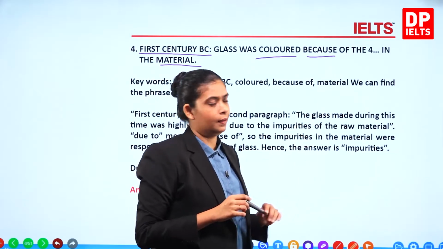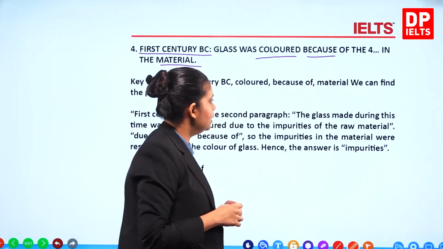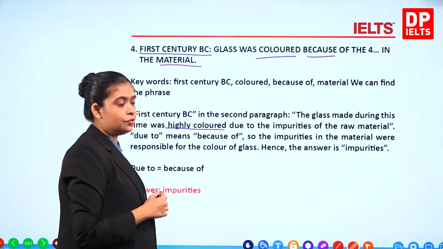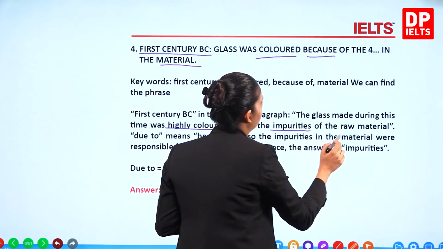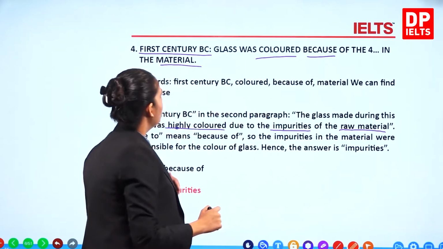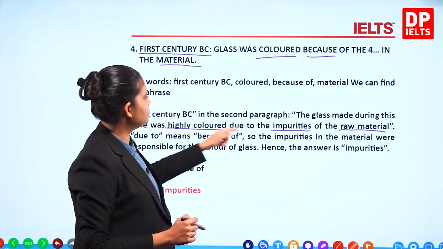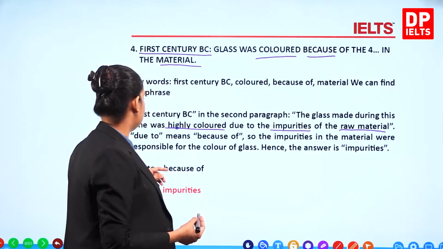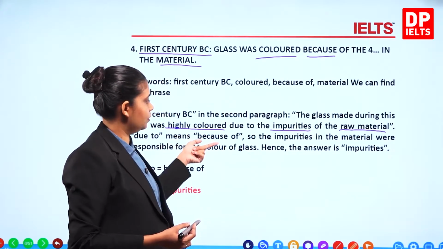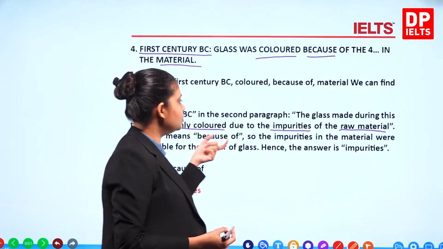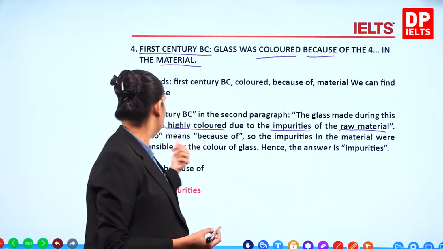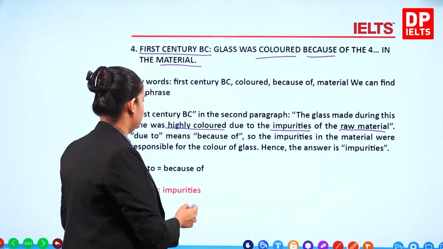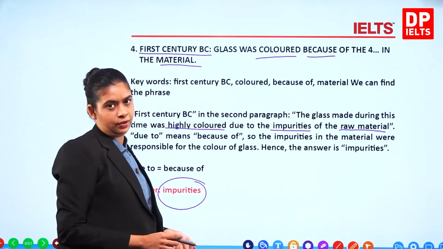It goes on to talking about the glass made during this time was highly colored due to the impurities of the raw material, right? Why was it colored, right? Because of the impurities. What was the reason behind it? Impurities, right? Due to means because of, right? So the impurities in the material were responsible for the color of the glass. Therefore, the answer is going to be impurities.